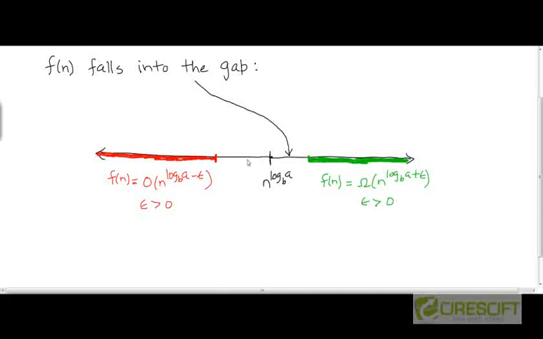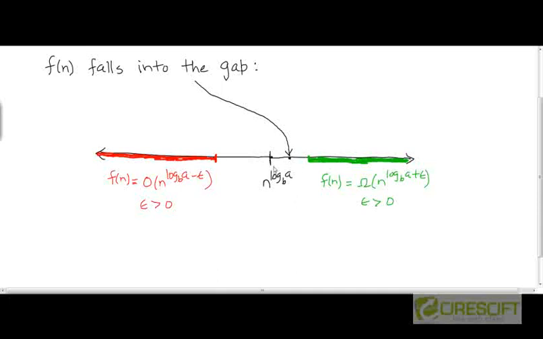In the previous example, we saw that the f of n there fell into the gap to the left of this point. In this example, the function we picked falls into the gap to the right of this point. So the function that we have, n square log n, is to the right of n to the power log base b of a because it has a larger rate of growth than this function. But it's not polynomially larger.